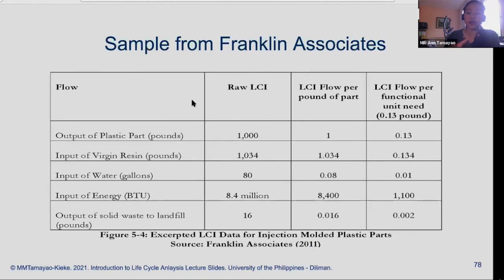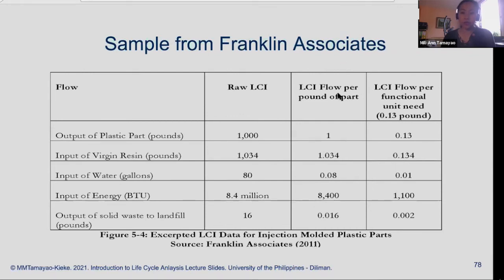If we build on the previous example, we already discussed this part. You have the raw LCI for the unit process. The next column is LCI flow per pound of part. For the third column, it's just the life cycle inventory flow per pound of part. So we divide this by 1,000. That's why you get 1. Also divide by 1,000 all the other values to get these values here.